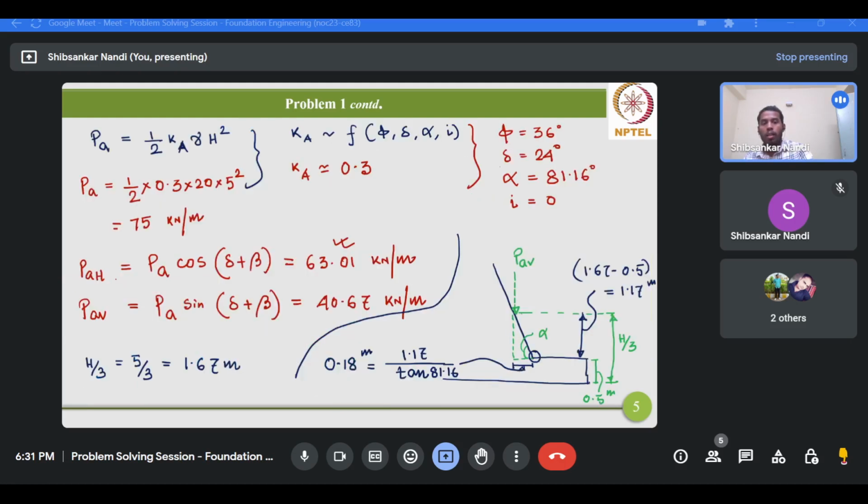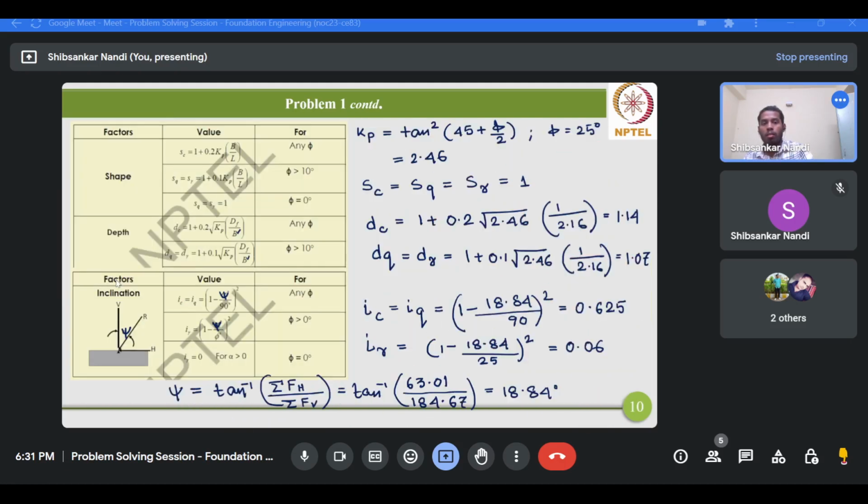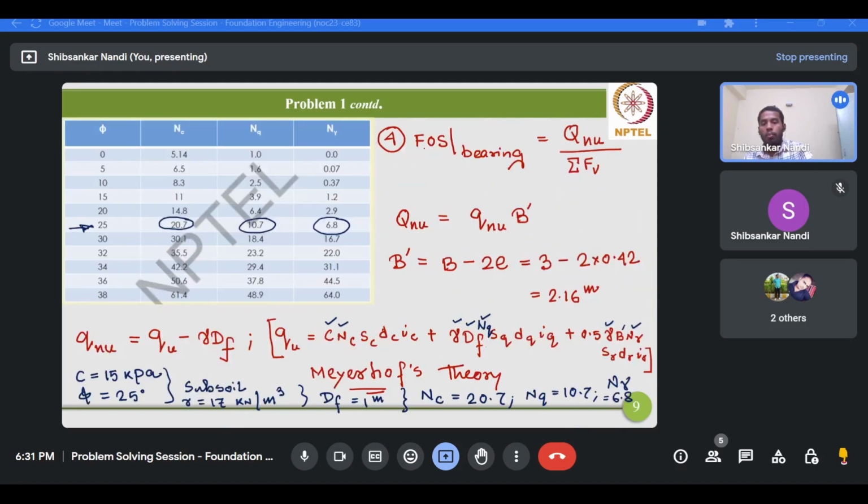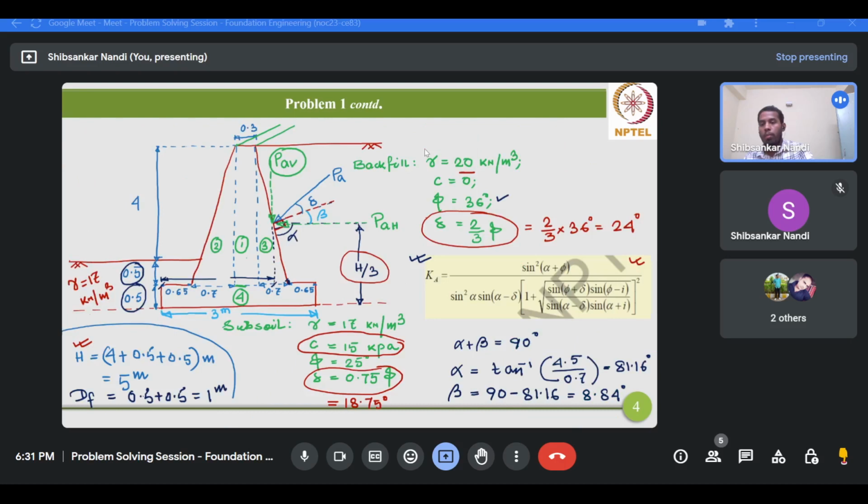the first gamma DF component, okay, so this gamma DF component represents the surcharge at the base level of the wall. Now this surcharge component you can get by multiplying the unit weight of this portion and the depth of the wall, the depth of this embedment.